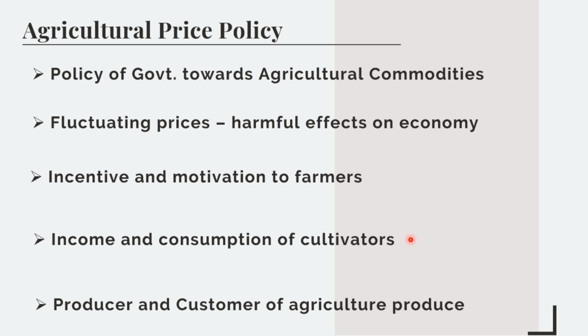On the other side, the consumption of the cultivators also depends upon their income. If they get a reasonable amount of income, then they will spend that amount on their consumption. It means the consumption pattern of the cultivators also depends upon this price policy. As the producer, meaning the farmer, and the customers of agricultural produce, both of them will be affected by agricultural price policy. As a producer, the farmer will get a proper income or a determined income if agricultural price policy is determined.